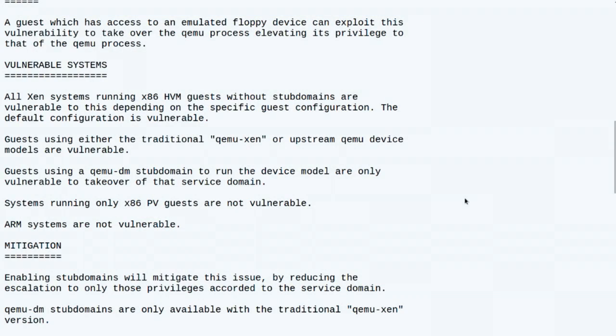Guests using the QEMU-DM stub domain to run the device model are only vulnerable to takeover of that service domain rather than the whole Xen host. Systems running only x86 PV guests are not vulnerable because they don't use QEMU for the paravirtualization. Also, all the ARM systems are not vulnerable because they don't emulate a floppy disk on ARM. Lucky ARM. Yeah. So, Alan, you said there was some actual proof of concept code out in the wild?